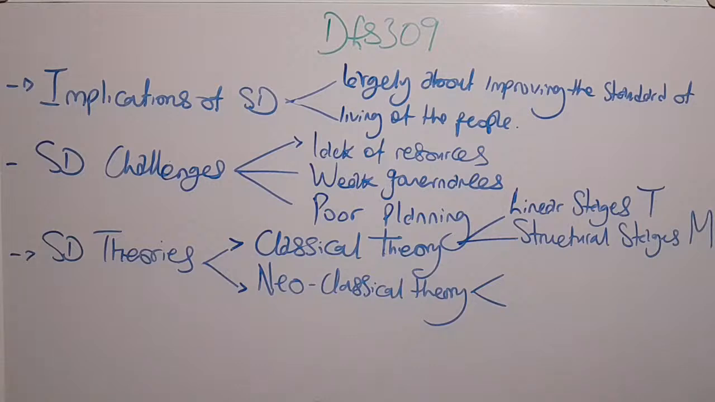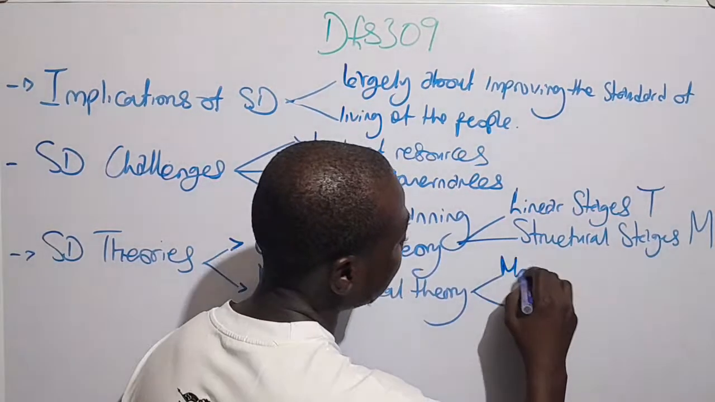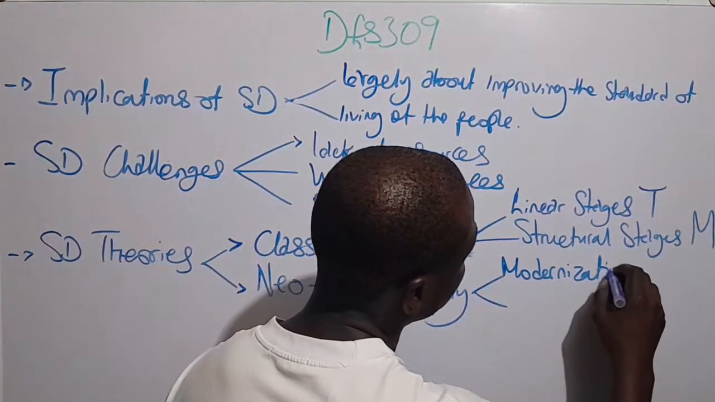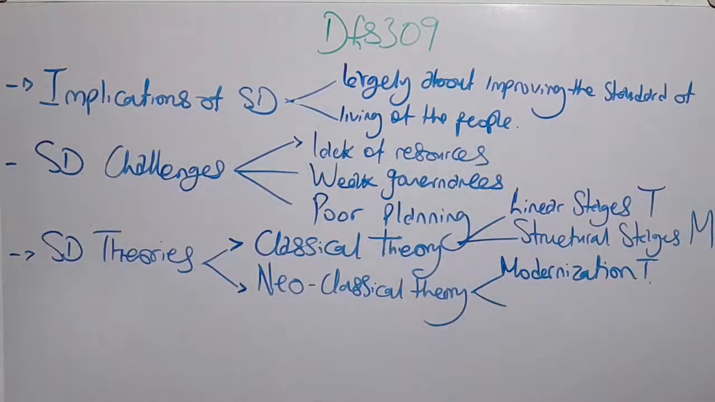Now, under neoclassical, let's speak of a few of them. We have the likes of modernization theory, like modern from the word modern. So when we say modernization theory, it's one of the popular theories of development. The theory attempts to identify the social variables that contribute to the development and progress of societies. Take notes: variables, not just any kind of variables, but social variables that contribute to the development and progress of societies. Then we also have the dependency theory.